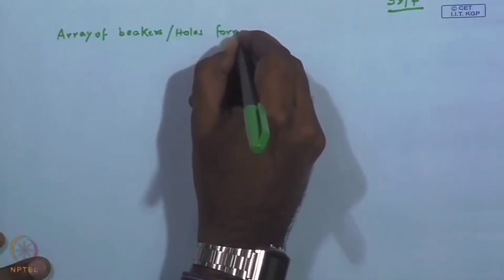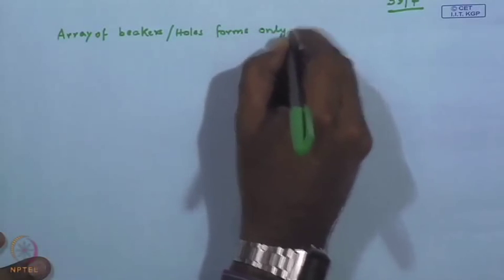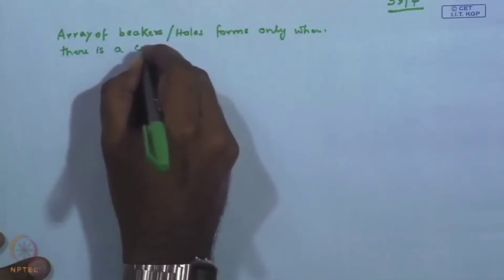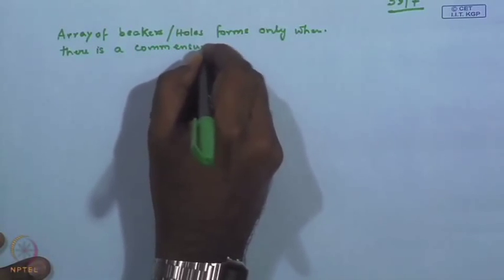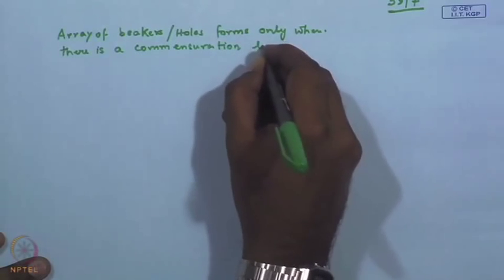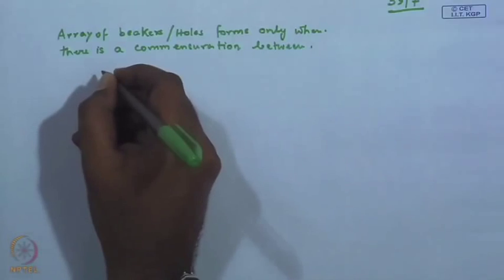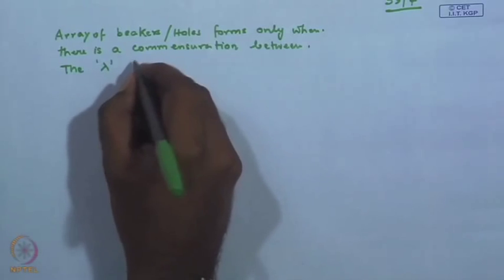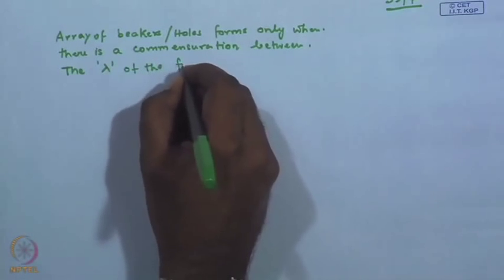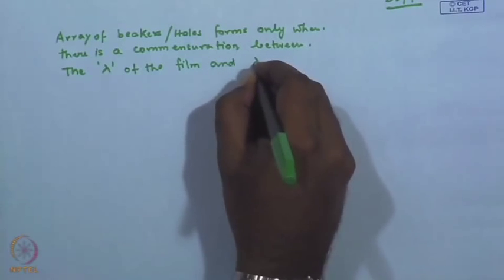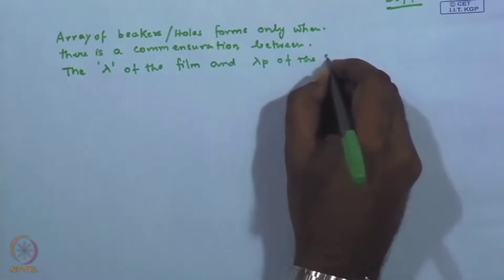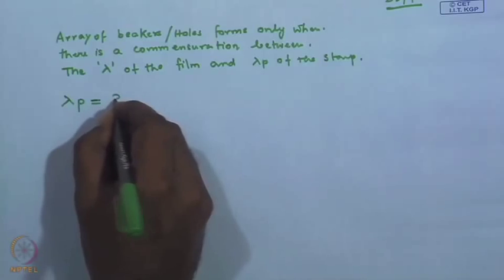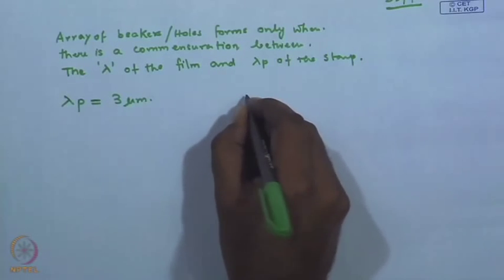forms only when there is a commensuration between the lambda of the film and lambda p of the stamp. What does it mean? Suppose you have taken a film with a stamp with lambda p equal to 3 micron. What is lambda of the film?